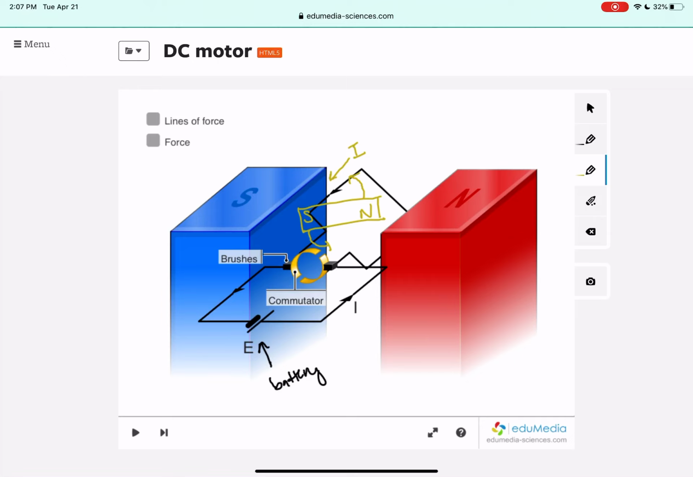We have this battery which produces this current through the loop. That makes an electromagnet. That electromagnetic field is repelling the other magnetic field created by this permanent magnet, and that's what causes it to turn. And then we could connect something to this and that thing would turn too. So that's how a motor works.